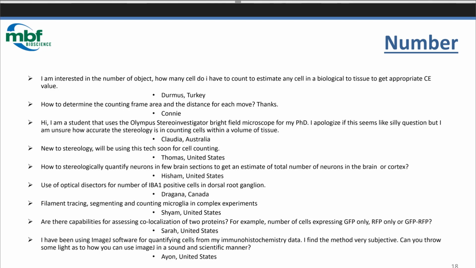We're using a sub-volume, and if you are in a very small region, like maybe a subdivision of the hypothalamus, and there only are 3 sections, then yes, you use all the sections. But if you're in a region that has hundreds of sections, we use a section interval that will give us about 10 sections, at least for the pilot study. Draganya from Canada asks about the use of optical dissectors for number of positive cells in the dorsal root ganglion. Again, any region of interest is fair game in any type of tissue.